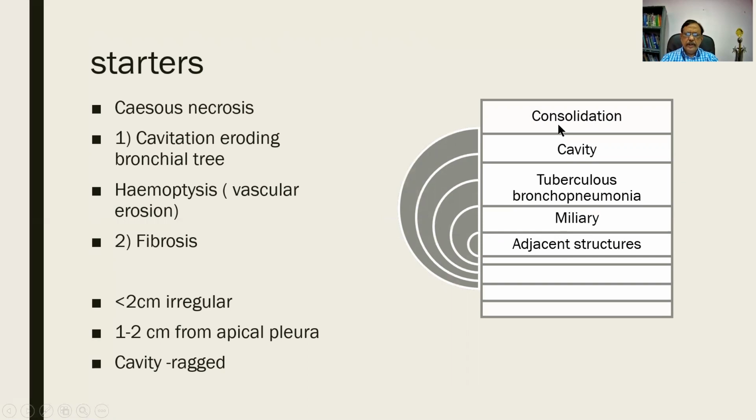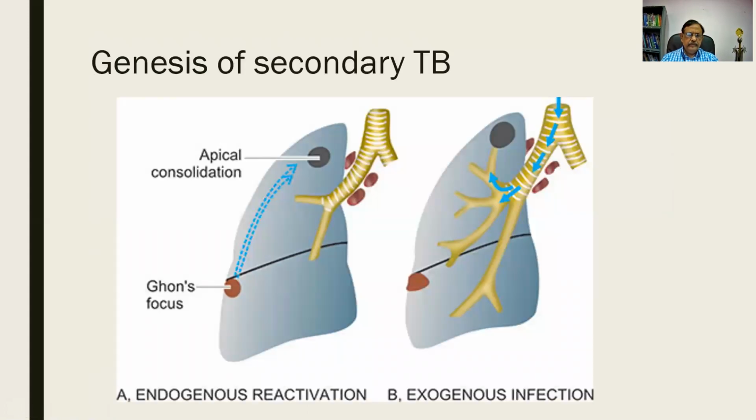There will be a consolidation, cavitation. There can be a tuberculous bronchopneumonia. I'll tell you what it is. Miliary tuberculosis, and finally, infiltration of the adjacent structures. We had seen this earlier. This is a diagrammatic sketch of the same one.